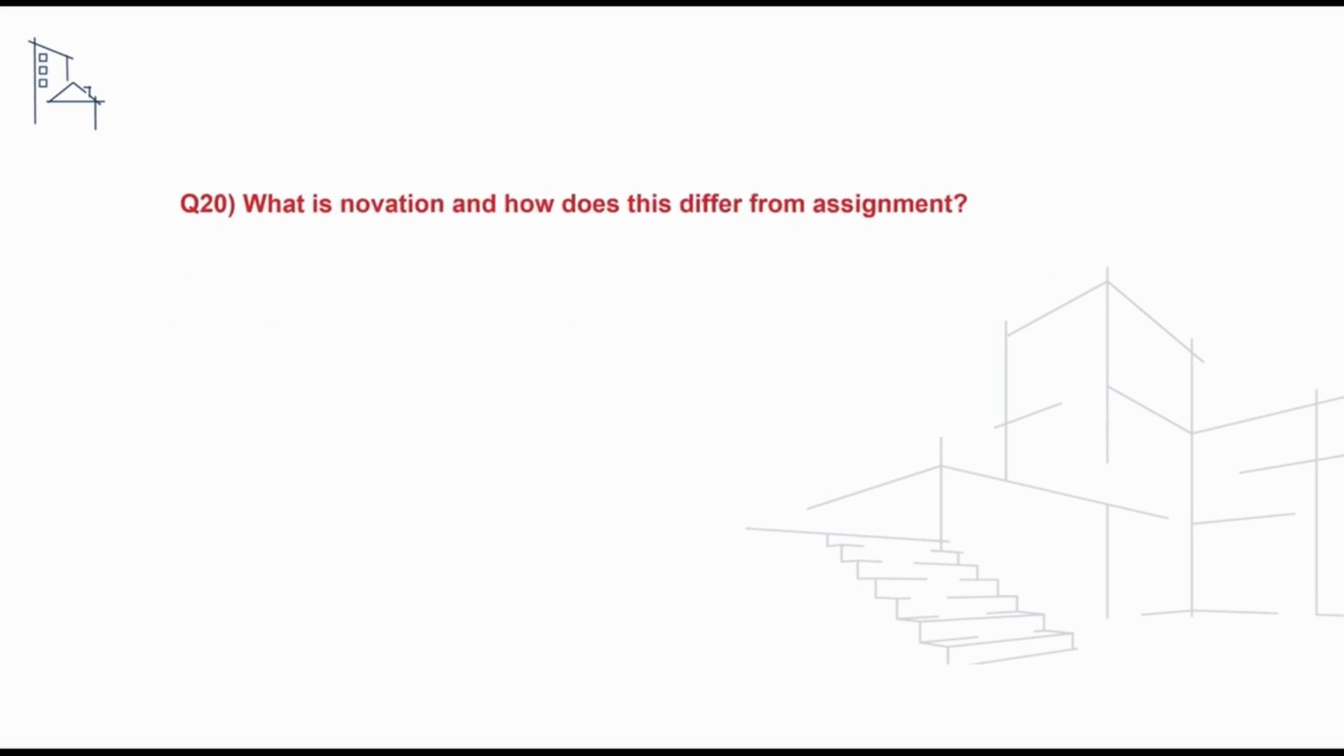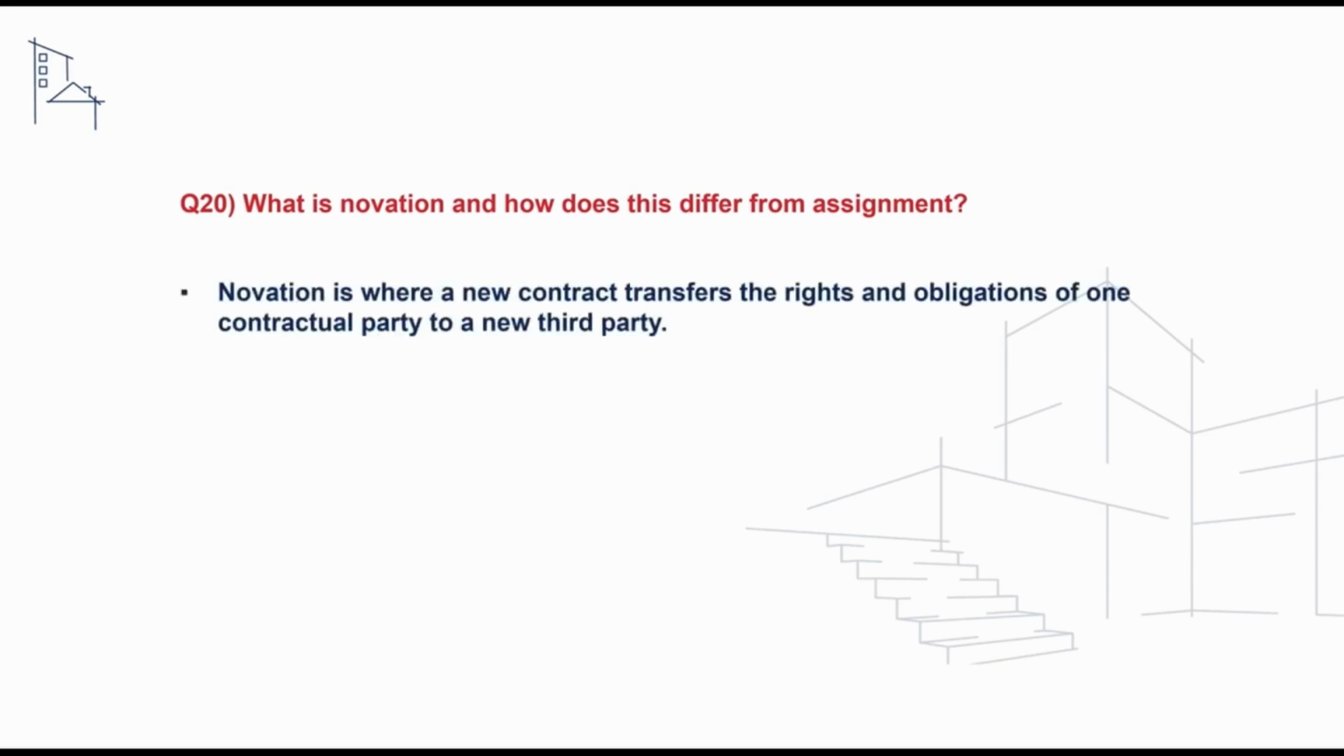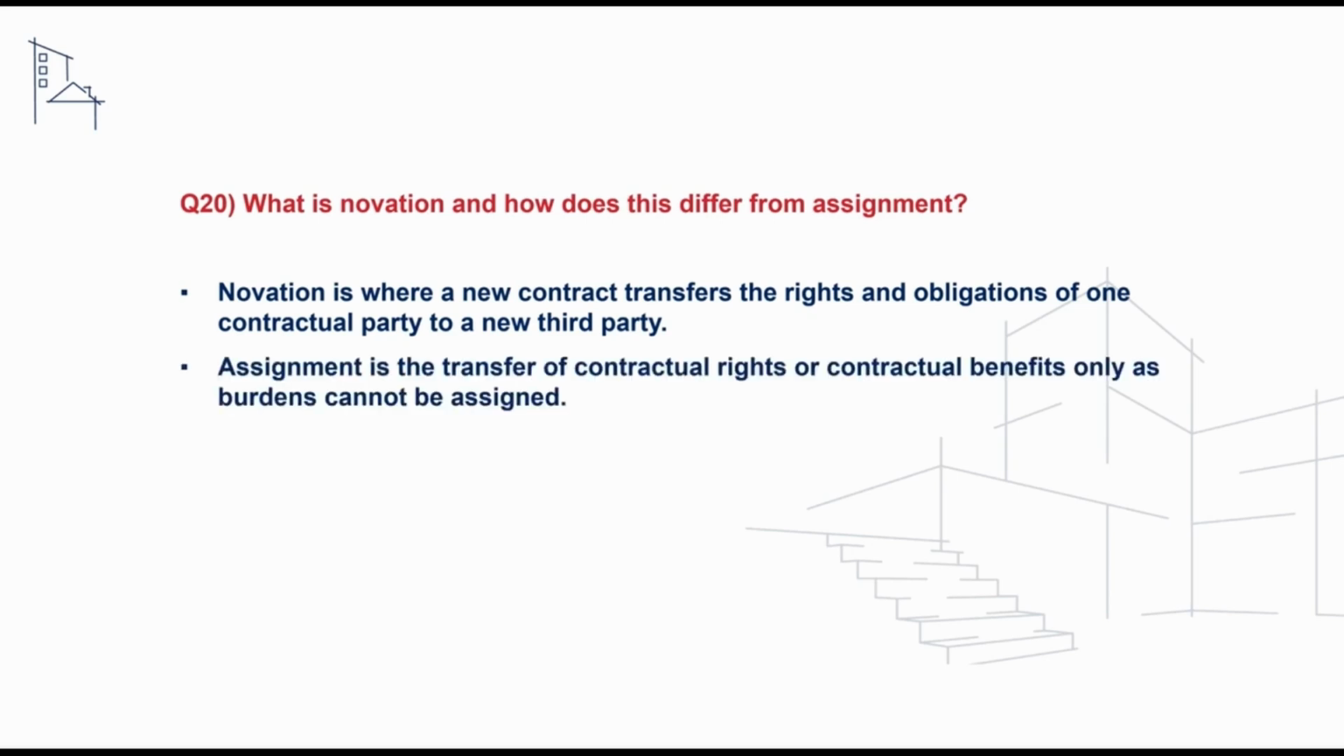We may also receive a question asking how is novation different from assignment, and to address this we can say that novation is where a new contract transfers the rights and obligations of one contractual party to a new third party, whereas assignment is a transfer of contractual rights or contractual benefits only, as burdens cannot be assigned.